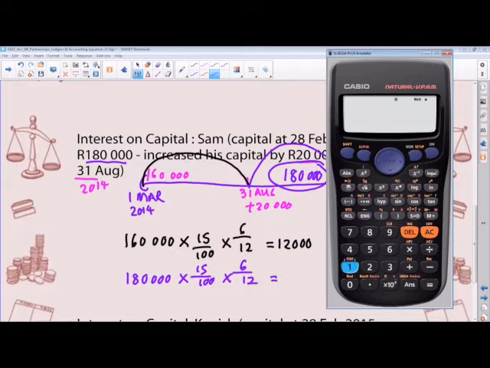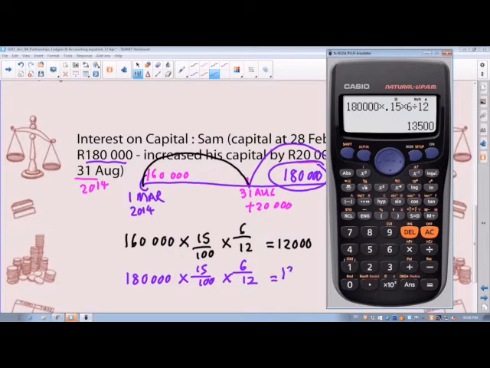All right, so 180,000 times 15% times 6 divided by 12. And for the second half of the year, he's entitled to 13,500. So let's fill that in, 13,500. So his total interest on capital, if we add these two amounts up, plus the 12,000, gives us 25,500. Okay, 25,500. Right, you guys with me?